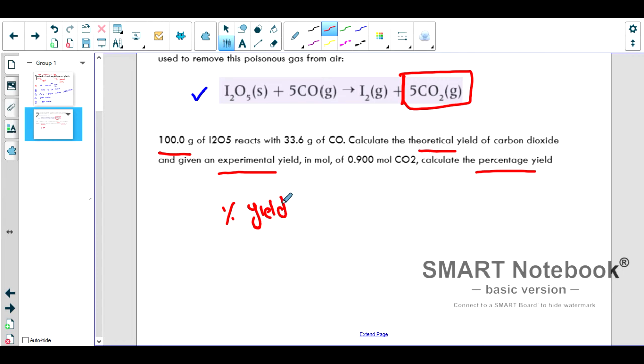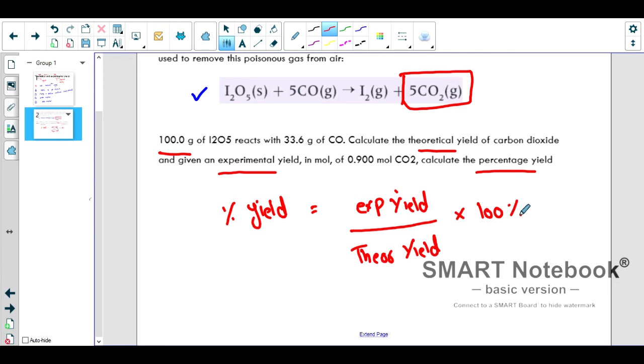The percentage yield formula is experimental yield over theoretical yield times 100. This is the formula. Now in this formula, we are given the experimental yield, but we want to find the theoretical yield. Now let us find the theoretical yield here.